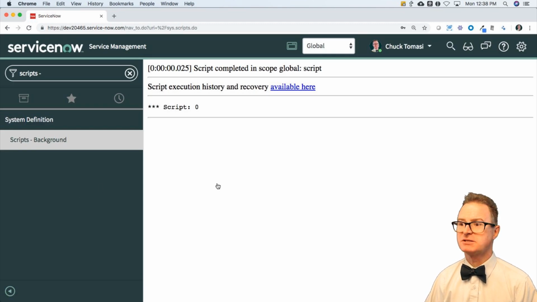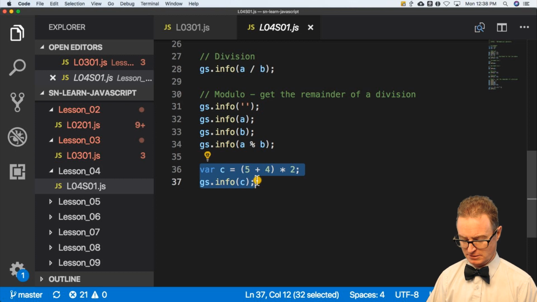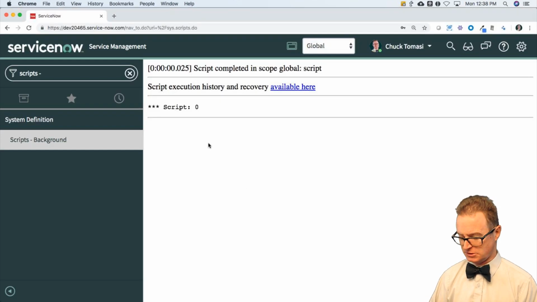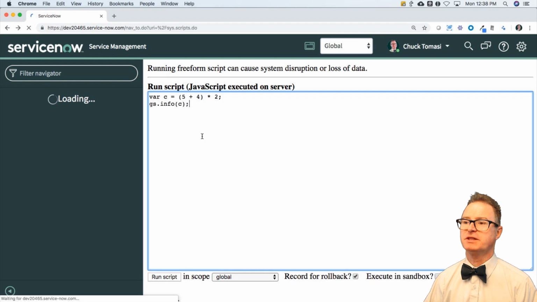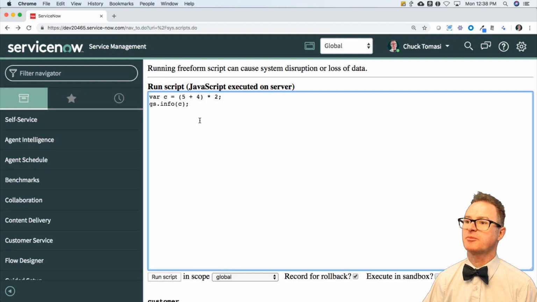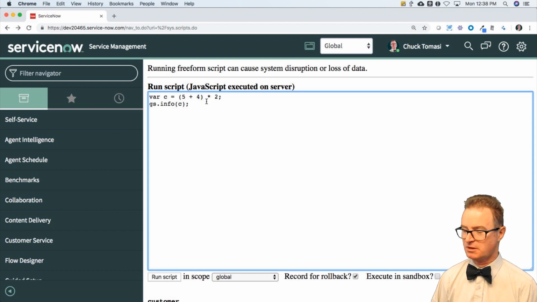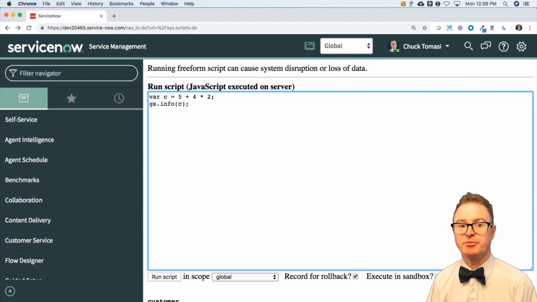So that's the modulo operator and how you can use it. There is another thing in here that I want to point out, and that is using parentheses. Parentheses can change the order. These arithmetic operators have an order of operation in them, in that multiplication and division happen first.